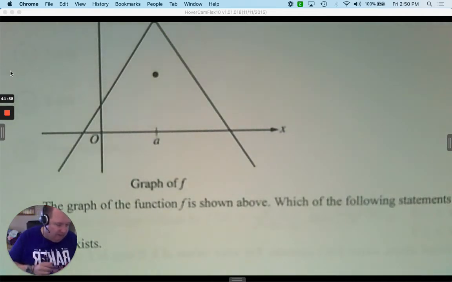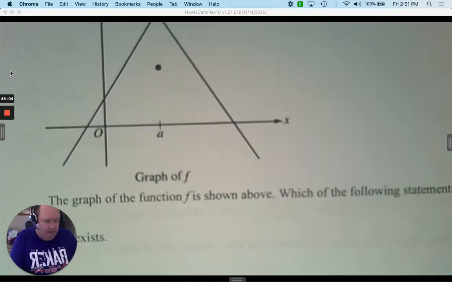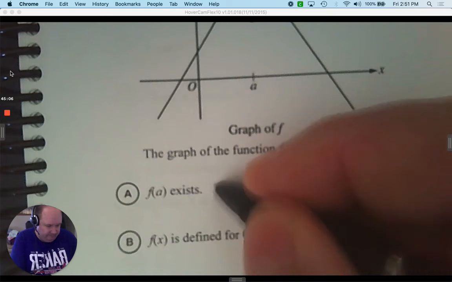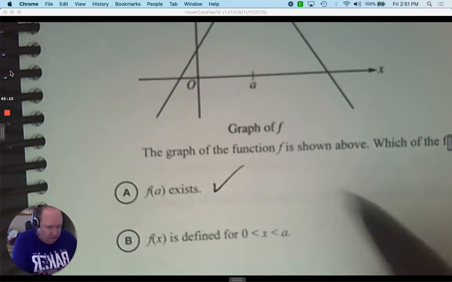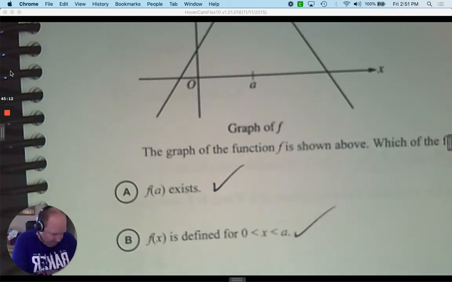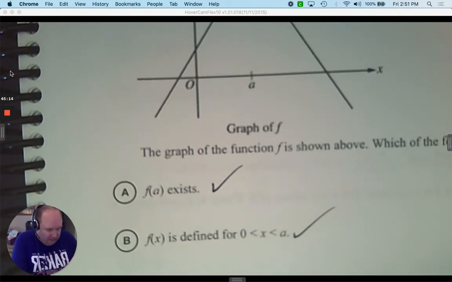All right, the graph above, what's true? f of a. Does f of a exist? Yes. It's right there at that point. f of x is defined from 0 to a. Yes. f is not continuous at a. That's true. There's a hole there.